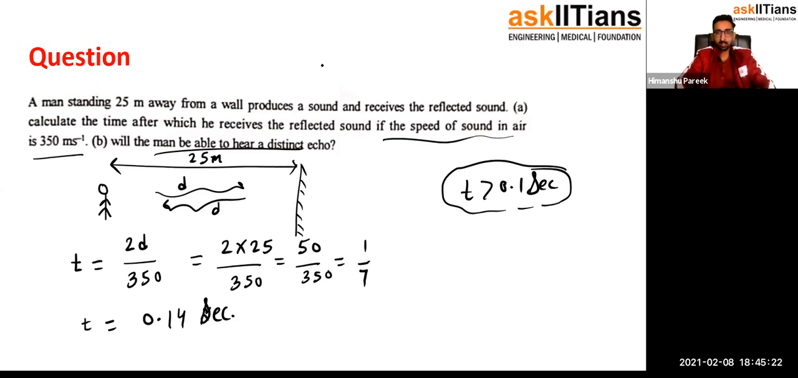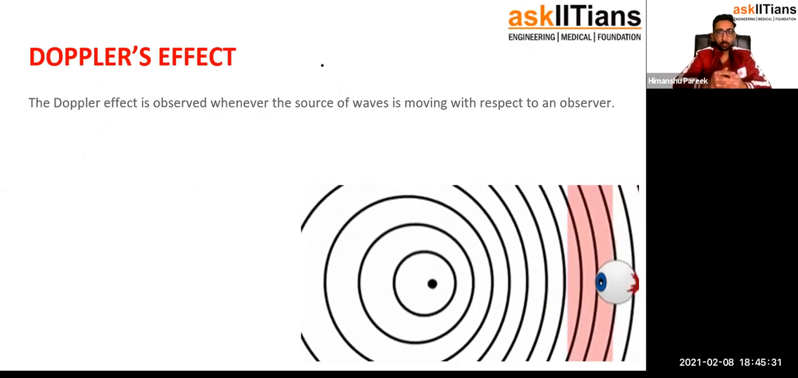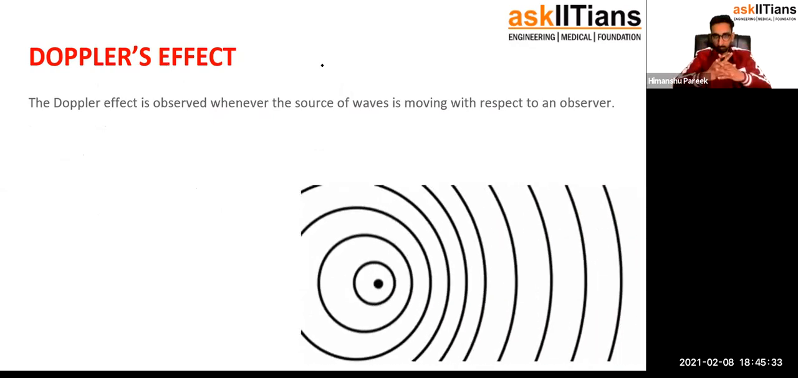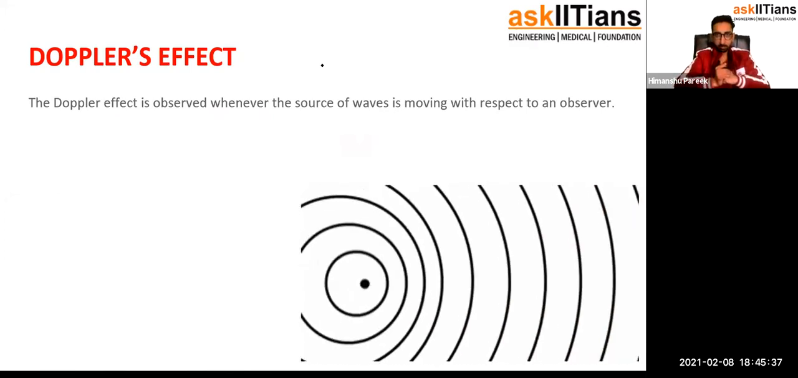Next. Now I hope you understood what is the meaning of echo. Reflection of sound is basically called the echo. Now here let's talk about a very beautiful concept called the Doppler effect. Let me make some analogy for you, and then we'll come to the Doppler effect.